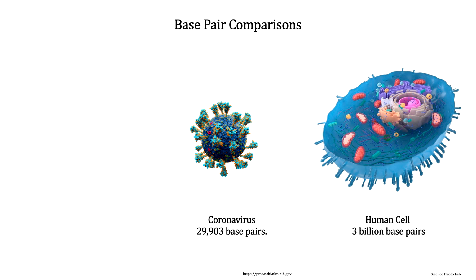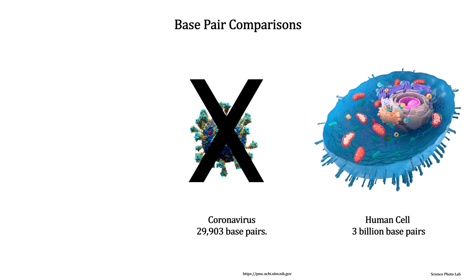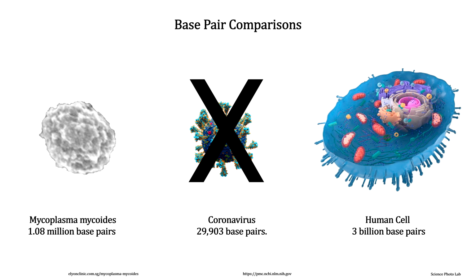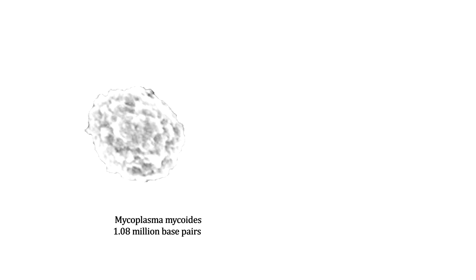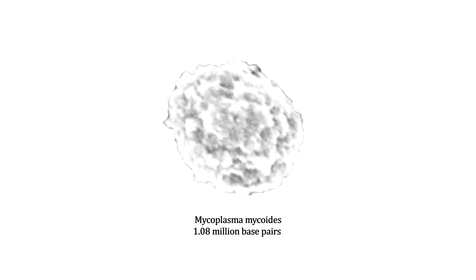There are as few as 20,000 base pairs in a virus DNA. But viruses need a cell in order to reproduce. So the first life could not have been a virus. The simplest single-celled organisms are bacteria. Here's Mycoplasma mycoides. It has 1.08 million base pairs and contains 901 genes. We'll take a closer look at this bacteria to see how it was used to create the simplest possible living cell.